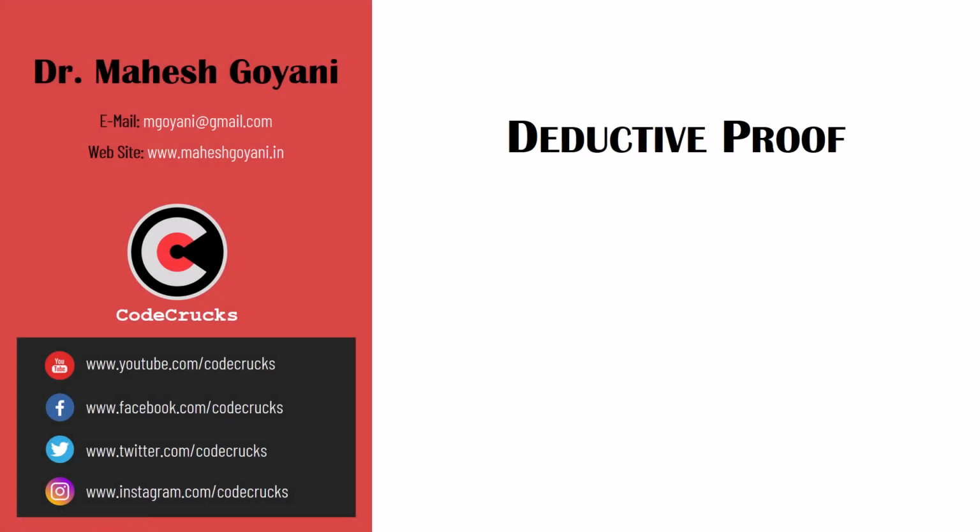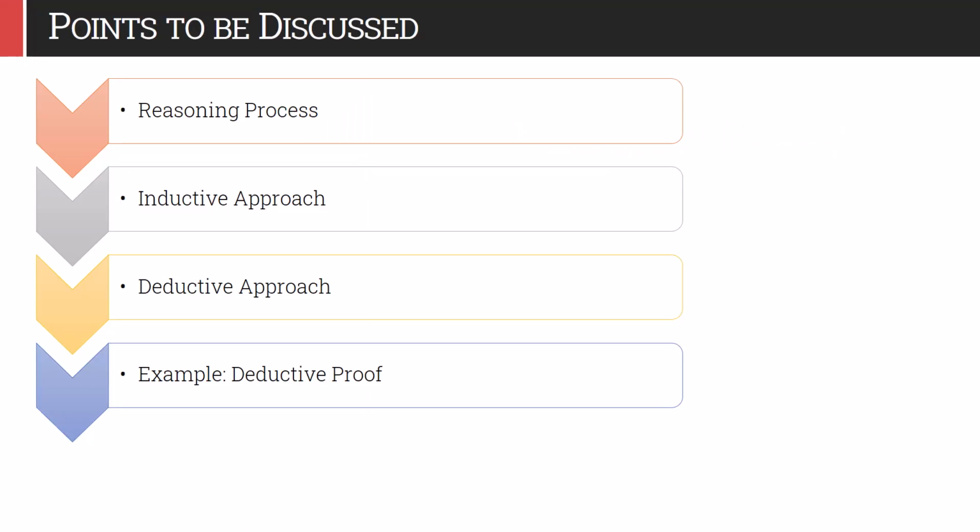In this video, we will talk about deductive proof. So basically, we will start with the reasoning process. We'll discuss two different types of reasoning, that is the inductive approach and the deductive approach. And we will also discuss deductive proof with an example. So reasoning means to derive something.